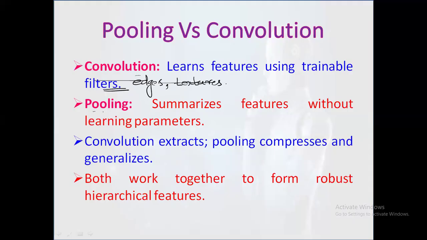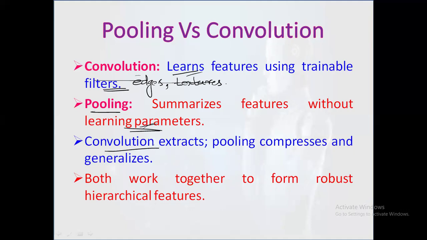Pooling, on the other hand, summarizes these learned features and reduces the spatial resolution without using any trainable parameters. Here in convolution we have to use trained parameters, whereas here we are using none.